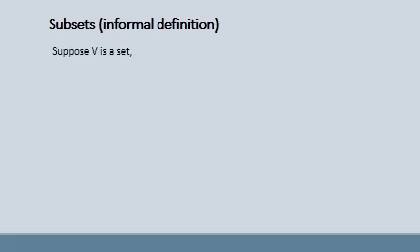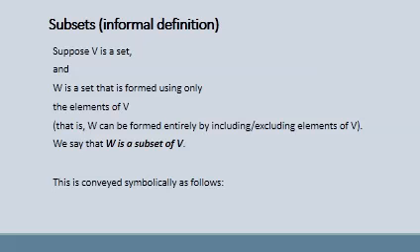Subsets. Suppose V is a set, and W is a set that's formed using only the elements of V. That is, W can be formed entirely by including or excluding elements of V. We say that W is a subset of V, and it's symbolically written as follows. This is how I say that a set is a subset of another set.